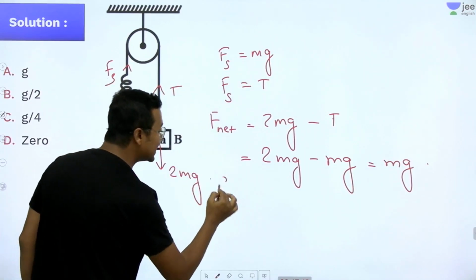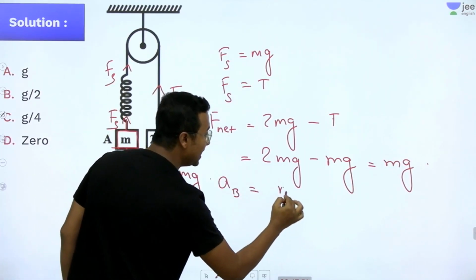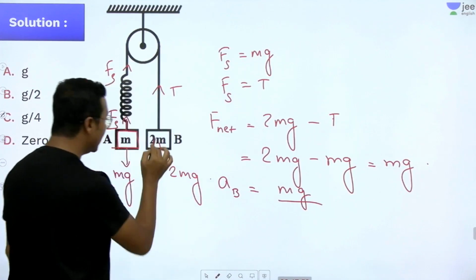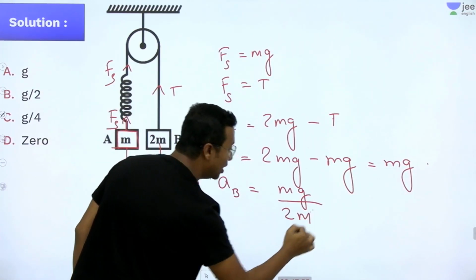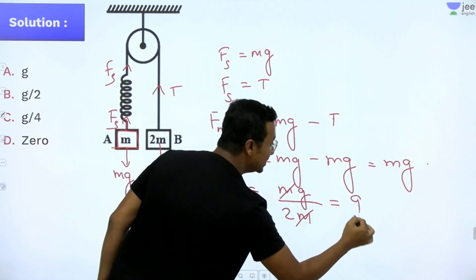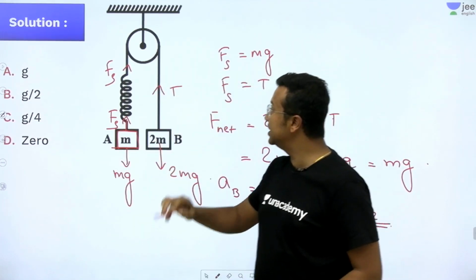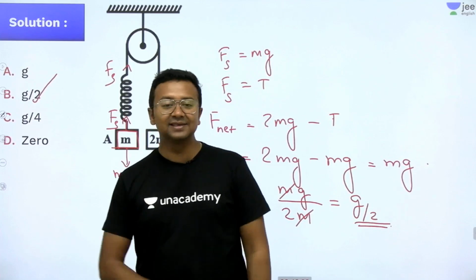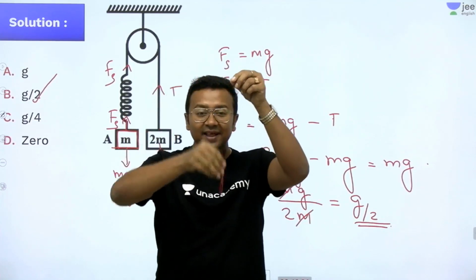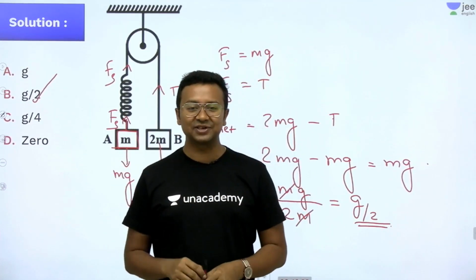So what will be the acceleration of B? It will be mg divided by, what is its mass? 2m. So m will get cancelled. This will be g divided by 2. Okay, simple idea. g divided by 2, option B is the correct answer. And in which direction? In the downward direction.